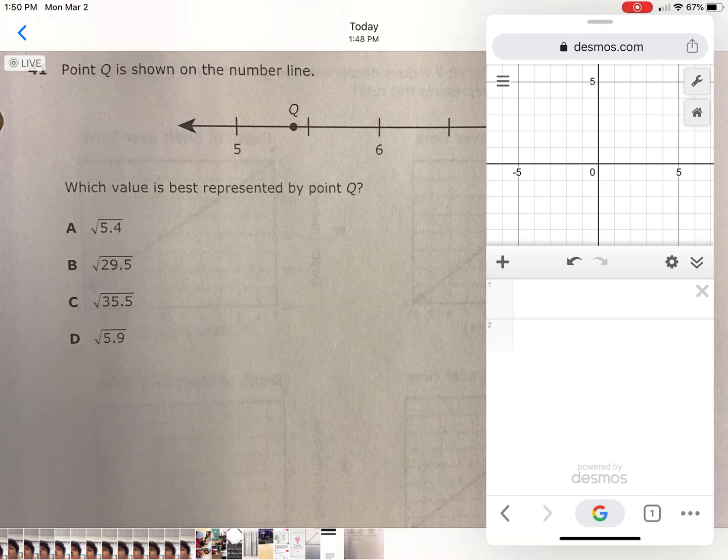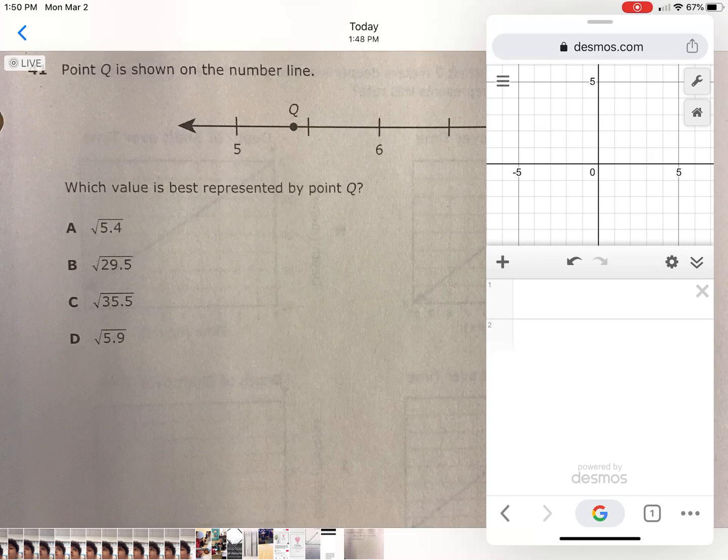Okay, this is a quick introduction video on how to show irrational numbers on a number line and how to best decipher what the correct answer is by using Desmos. So here on the left-hand side, we see the question. It says point Q is shown on the number line. Which value is best represented by point Q?